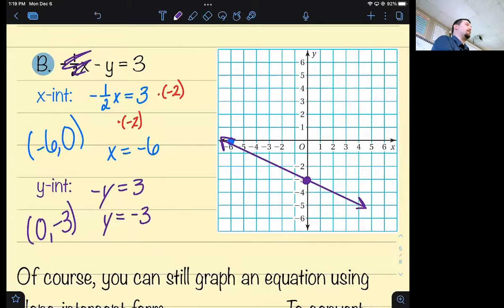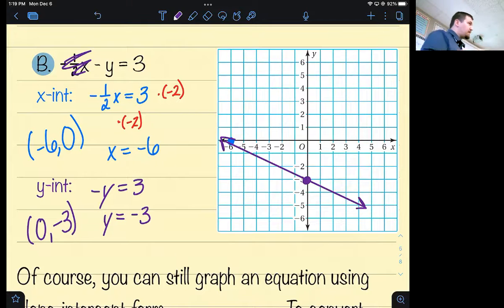Just another way of graphing. Convenient if you are good at doing mental math in your head. If you can plug in 0, and obviously I'm going to make you write this down because I got to see what's going on, but it would be quick and speedy if you didn't have to write it down and it was easy.